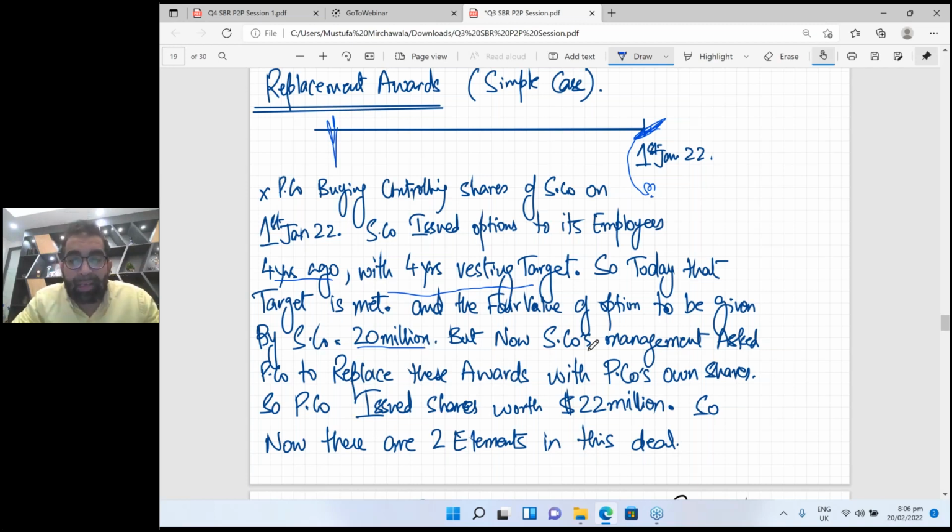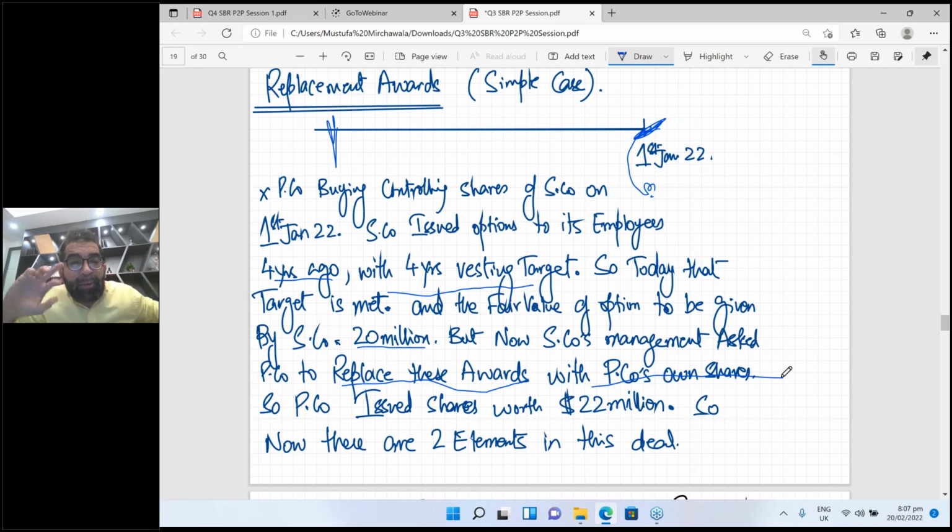But now S company's management asked the parent company to replace these awards with the parent company's own shares. So this is a condition. It looks like a buying price for the parent company. It looks like a consideration.